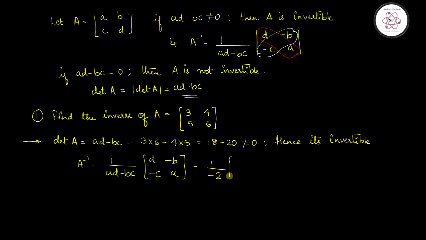So let me swap the diagonal elements and also assign a negation sign accordingly. So this becomes 6, minus 4, minus 5, 3. So this is equal to minus 3, 2, 5 by 2, minus 3 by 2.